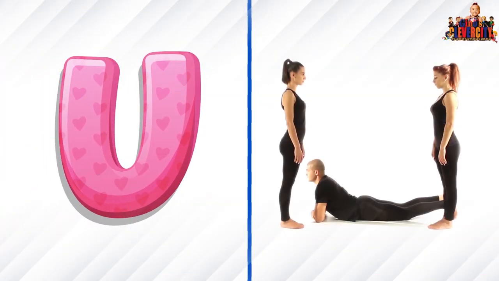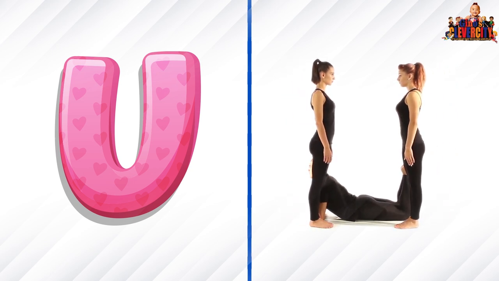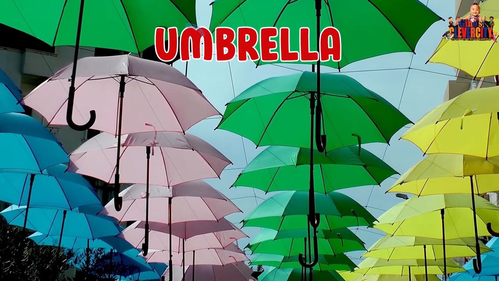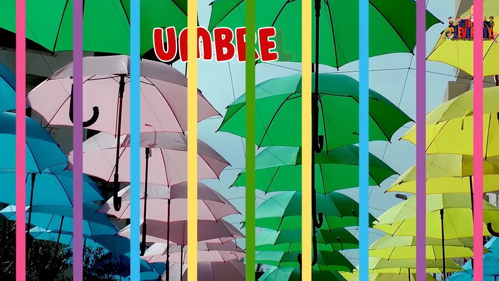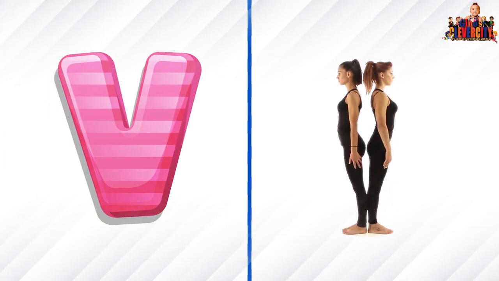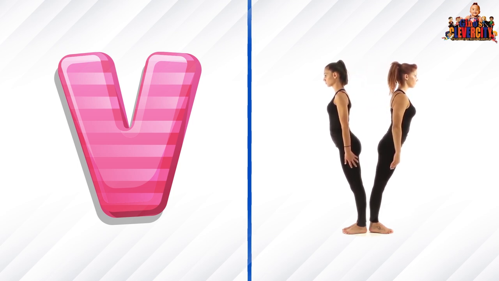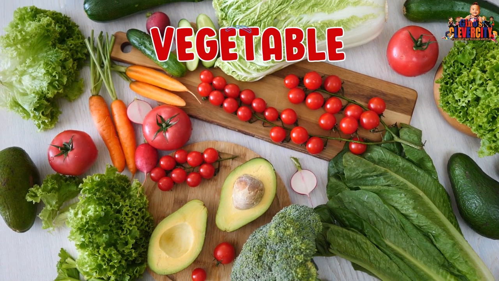U. U is for umbrella. Umbrella. V. V is for vegetable. Vegetable.